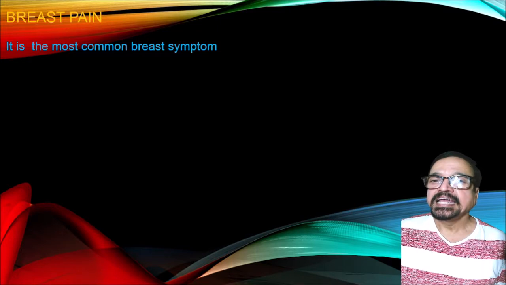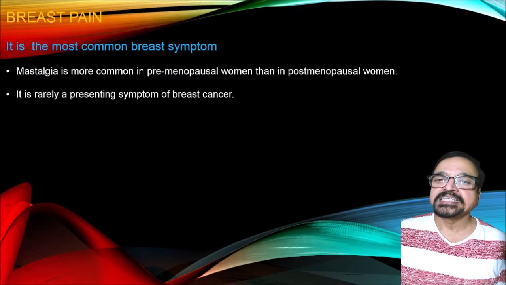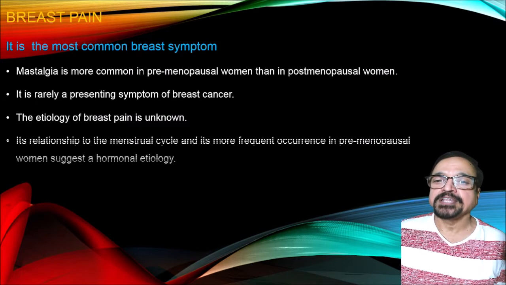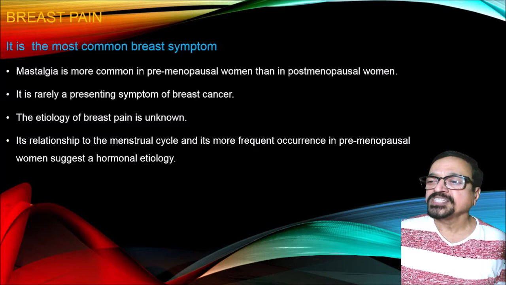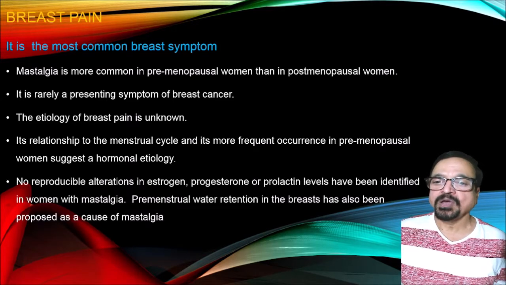Now, pain is the most common breast symptom. Mastalgia is more common in premenopausal women than in postmenopausal women. It is rarely a presenting symptom of breast cancer. The etiology of pain is unknown. Its relationship to the menstrual cycle and its frequent occurrence in premenopausal women suggests a hormonal etiology. So this also needs to be considered: the age of the patient, where the cause can be hormonal.